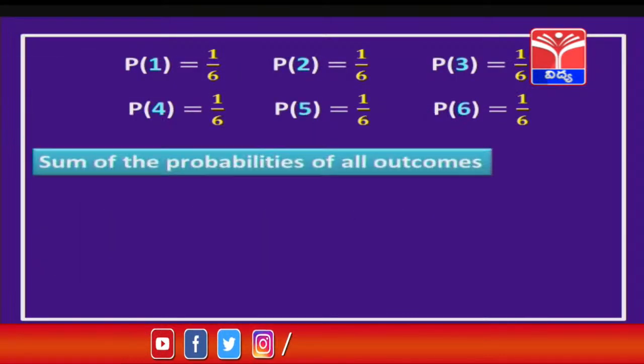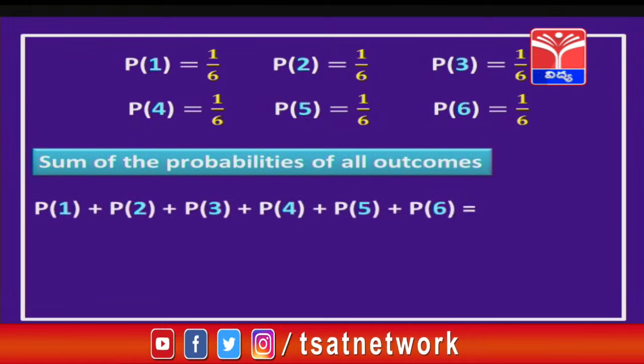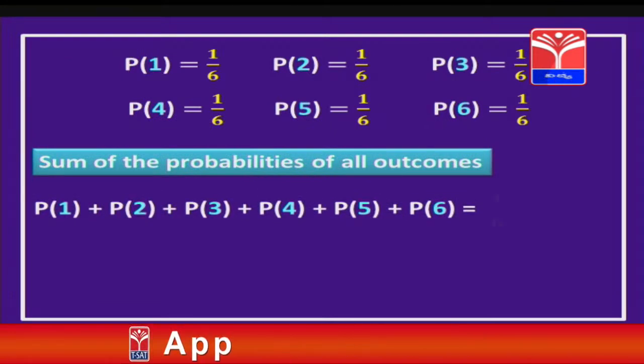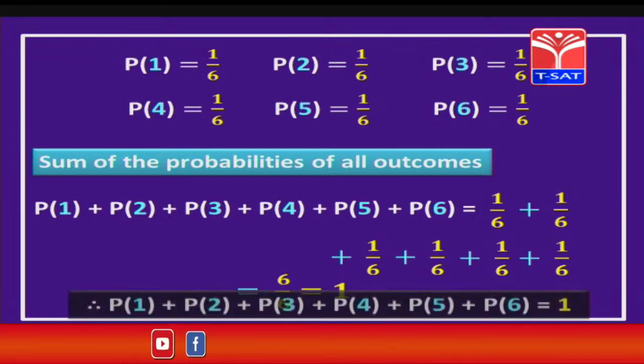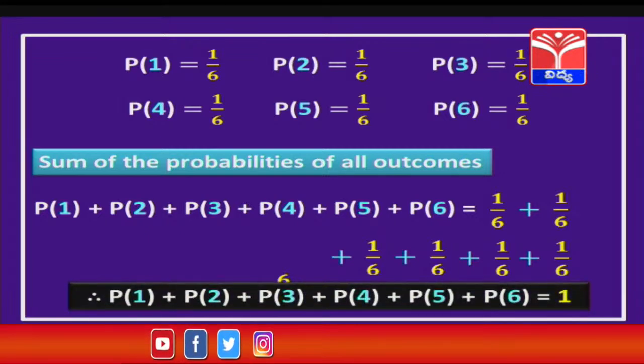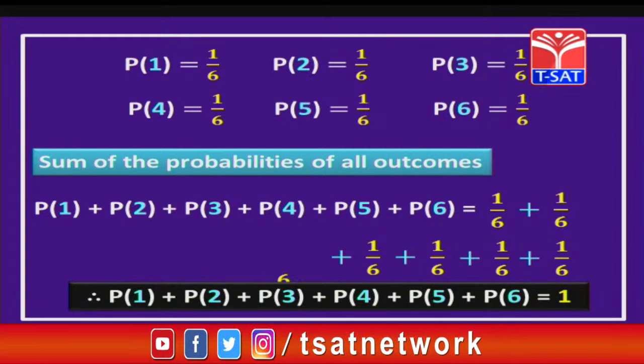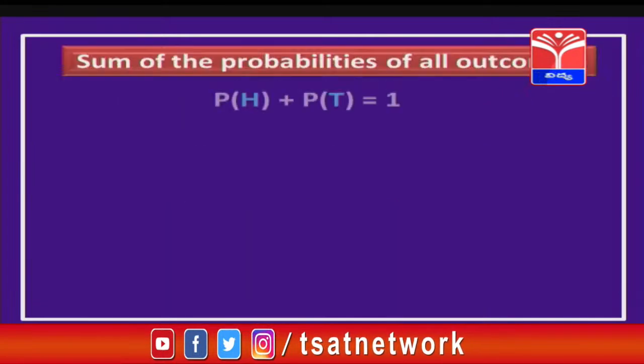Now, let us find sum of probabilities of all these outcomes, children, that is P of 1 plus P of 2 plus so on up to P of 6, that is 1 by 6 plus 1 by 6 plus so on up to 6 times, and adding them, what do you get, children? Absolutely right, that is 1. That means, P of 1 plus P of 2 plus so on up to P of 6 is equal to 1. Let us summarize this now.